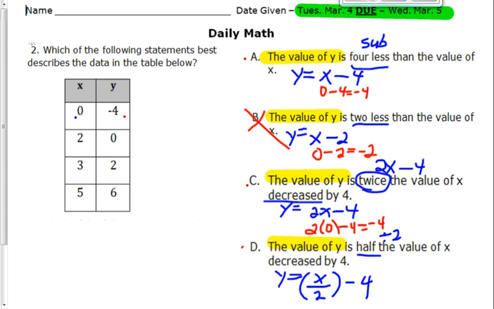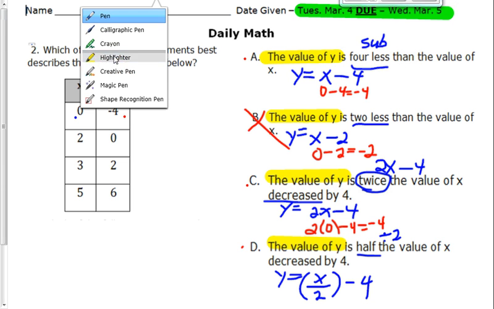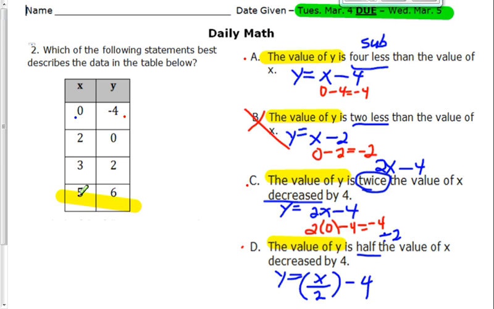Why don't I pick, let me get the highlighter. Why don't I plug in this 5? So we get a better idea of what we're looking at. So let me switch back to a pen. If I plug in the 5, let me draw a line here and separate this out. Then that means 5 minus 4. Right away, I know this is not it because 5 take away 4 is 1 and the answer is supposed to be 6. So I can get rid of A now.